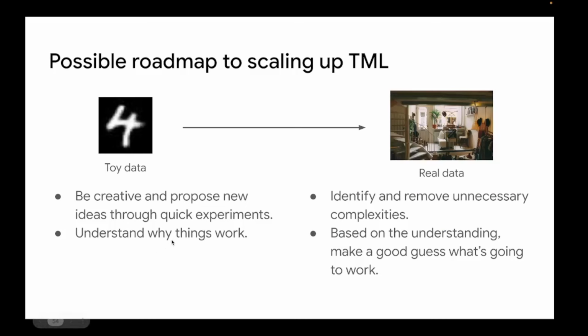So here the question is, our question is how to move beyond the toyish data to more complex data, right? So one strategy is to work first with toyish data, and there we can be fully creative and propose whatever idea works, and we can make quick experiments around that. And there, the important thing is to understand why things work. Instead of just saying, yeah, in this toyish data set, it's working, that's not sufficient. You have to say, it's working because of this and that.